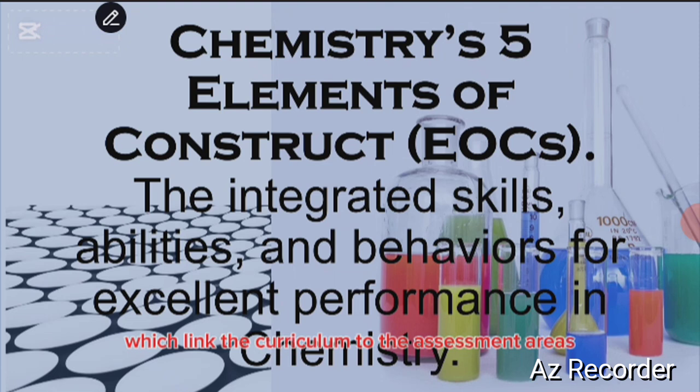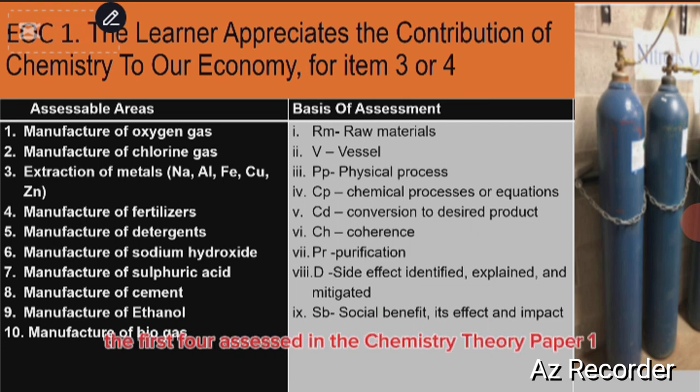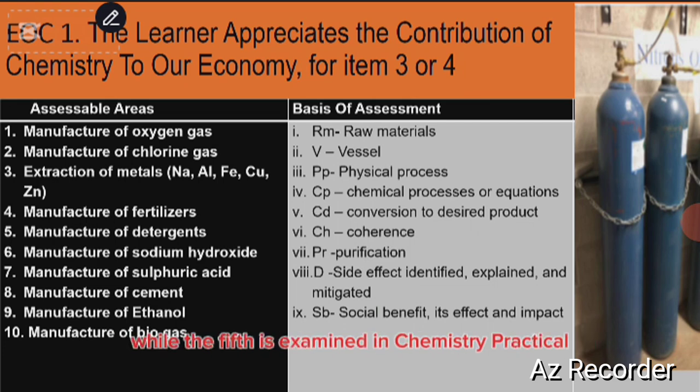EOCs are integrated competencies, that is, skills, abilities and behaviors and learning outcomes that a learner is expected to achieve by the end of the learning cycle. EOCs help students overcome various challenges in the VUCA world, which is volatile, uncertain, complex and ambiguous. There are 5 elements of construct. The first 4 are assessed in the chemistry theory paper 1, while the 5th is examined in chemistry practical paper 2 or 3 for some candidates.